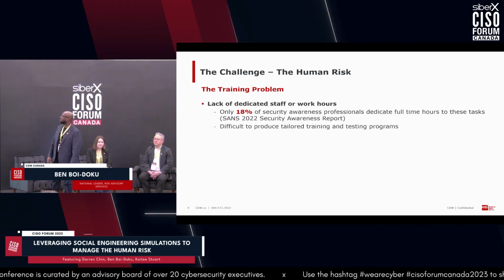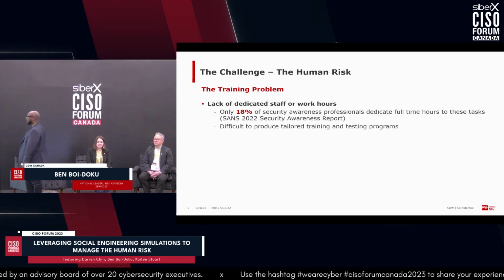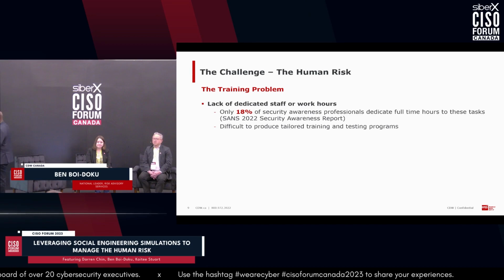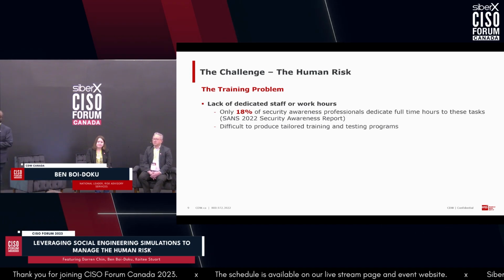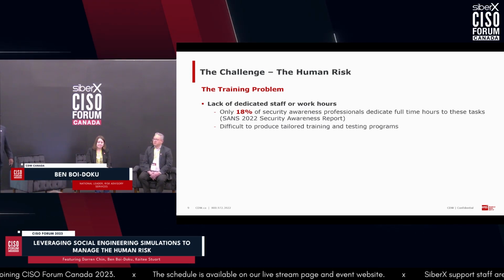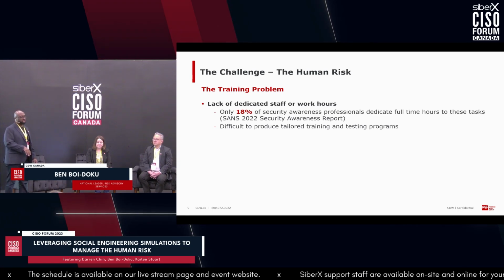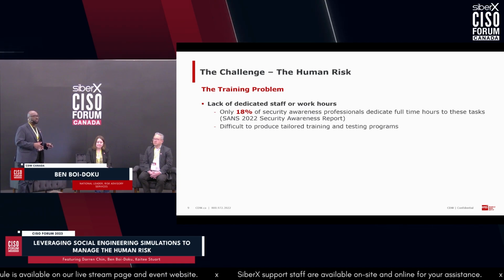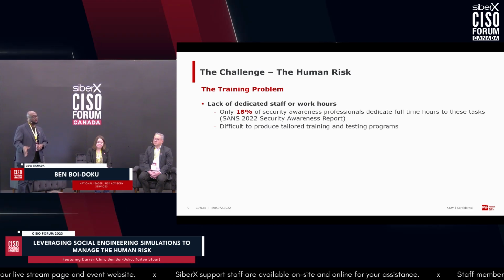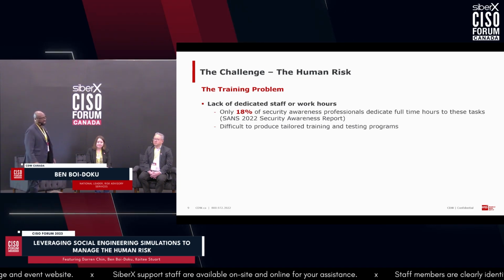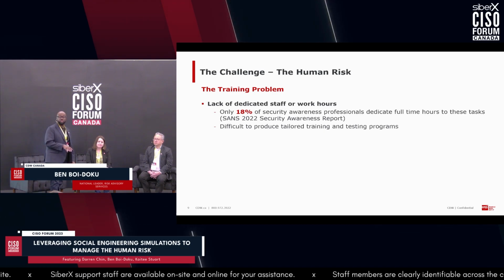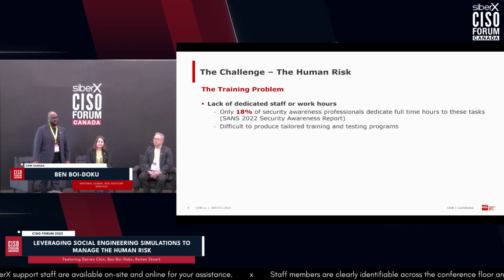So there's a lack of dedicated staff or work hours. 18% of the individuals surveyed in the SANS survey responded that they don't have the time to dedicate full-time hours to providing security awareness overall for the organization. And it's difficult to produce tailored training as well as testing programs.